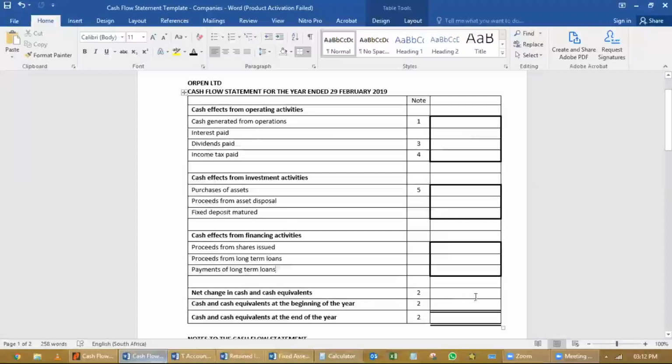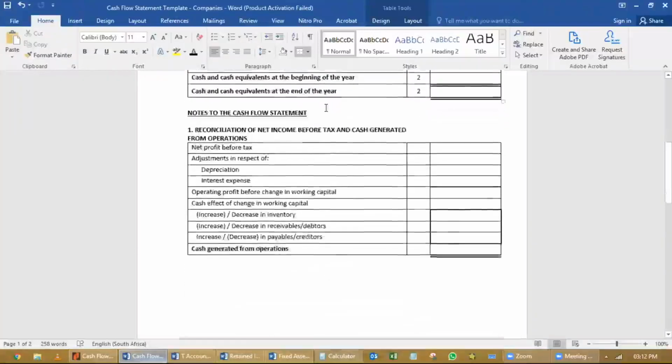We'll see here the net change is something that we're going to calculate. You will also remember from the notes that the whole purpose of a cash flow statement is to work out this net change in our cash. You will also note that there are notes that you have to complete. Note number 1, note number 2, 3, 4, and 5. Then you have to fill in all these amounts in order to complete the cash flow statement. So let's start with note number 1 and then we'll complete each of them individually.